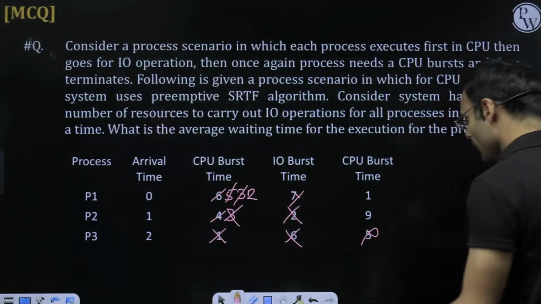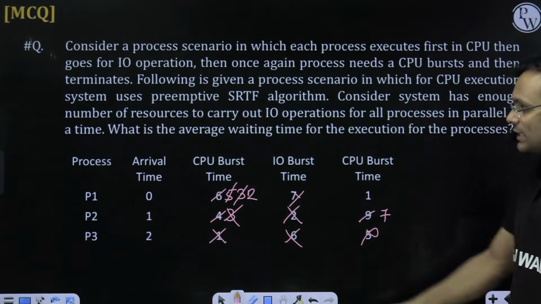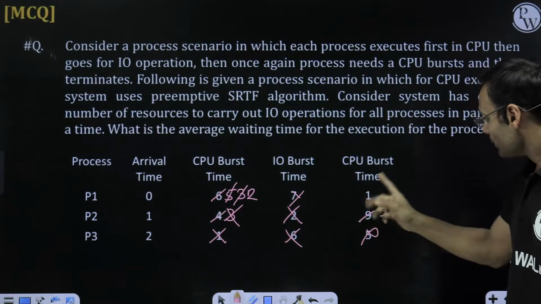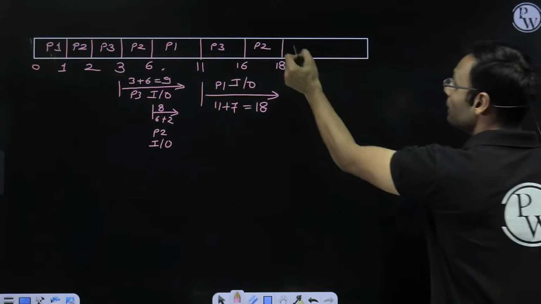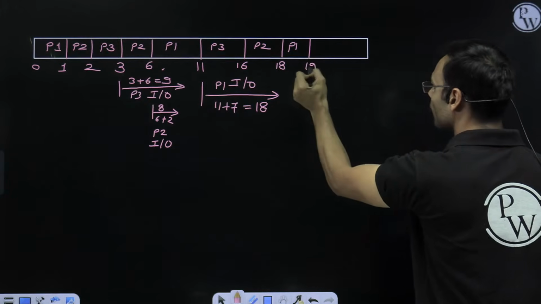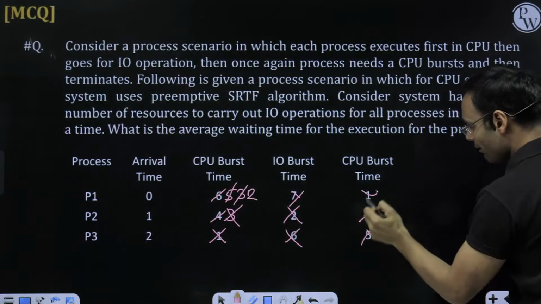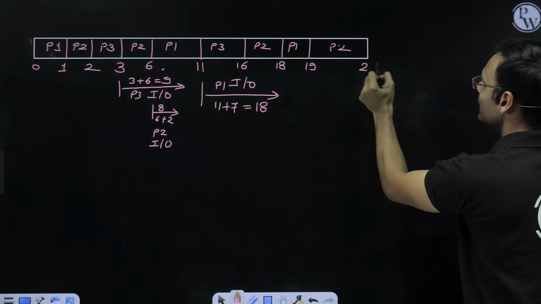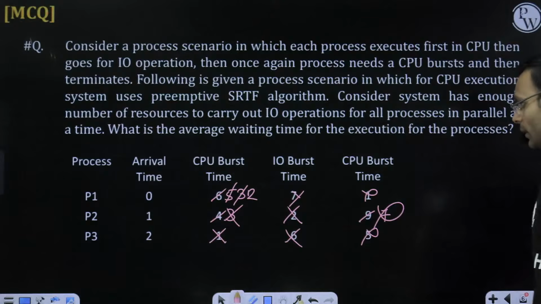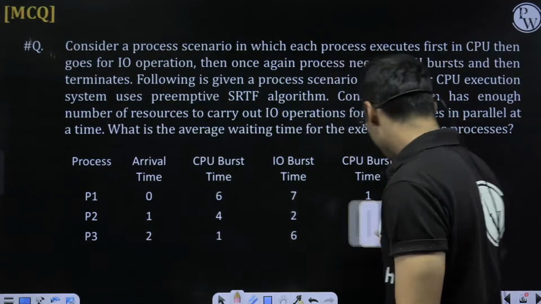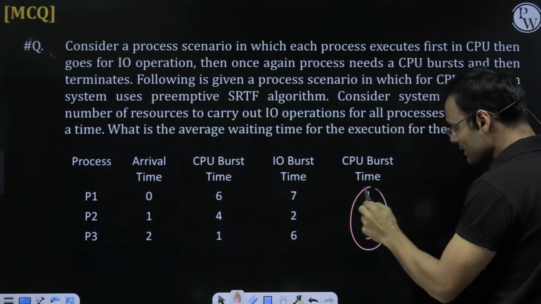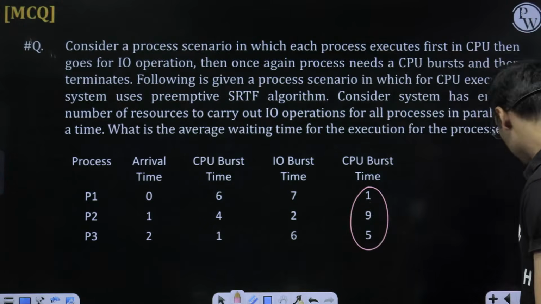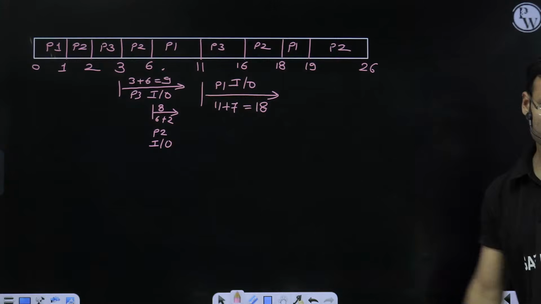Why? Just because remaining time is 7, and at 18 P1 comes back after its IO and its CPU burst is smaller. So P1 will be scheduled for one duration. After that, the remaining time 7 of P2 completes at 26. You can now add up all the burst times. 10 plus 5, 15. 15 plus 11, 26. 26, yes, it is correct.